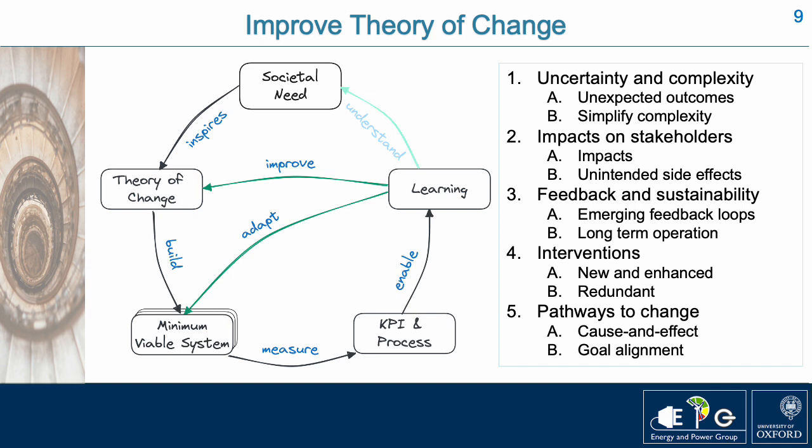Once the updated theory of change is formulated, it should be shared with all key actors involved in the system. This ensures that stakeholders internalize the impacts on them and fosters alignment and buy-in across the board. Revisit the minimum viable system to realign system components and linkages with the improved theory of change.